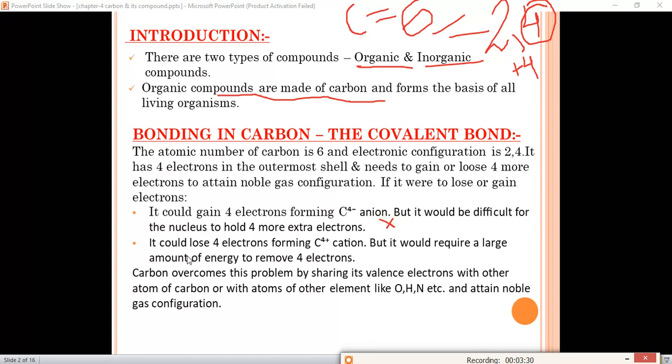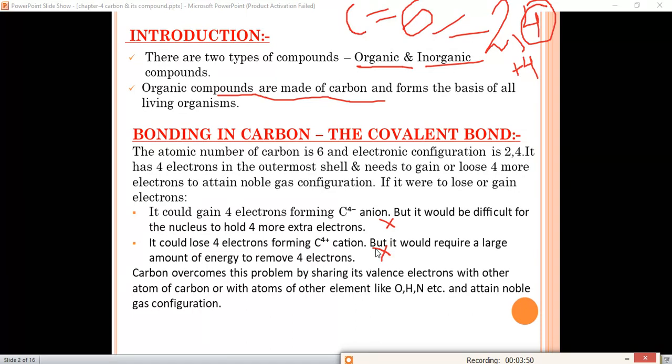The next option, it could lose 4 electrons forming a C4 plus cation. If it loses these 4 electrons, which type of ion will it form? A positive ion. But in doing so, it needs a large amount of energy. For removing these 4 electrons, carbon needs a large amount of energy. So this option is also incorrect. So carbon cannot take either of these options.